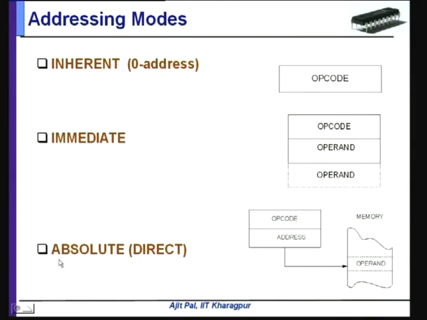The third addressing mode is known as absolute or direct addressing mode. In such a case, the address of the second operand, the first operand being assumed to be in the accumulator, is available from memory, and that address is explicitly specified as part of the instruction. That is why it is called absolute addressing or direct addressing.